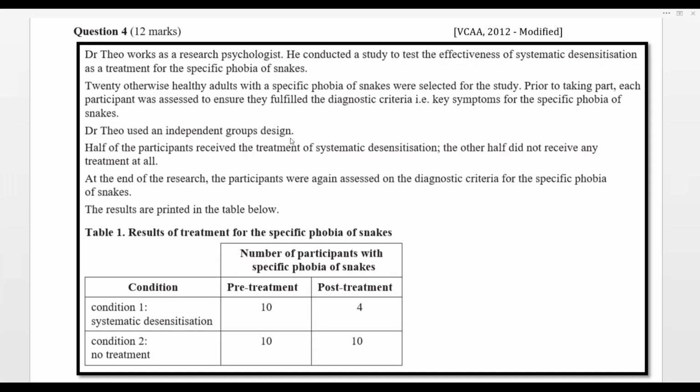Dr. Theo used an independent groups design. Half of the participants received the treatment of systematic desensitization. The other half did not receive any treatment at all. At the end of the research, the participants were again assessed on diagnostic criteria for specific phobia of snakes. The results are printed in the table below. Pre-treatment is before the systematic desensitization, post-treatment is after. Condition 1 will be before and after. Condition 2 didn't receive any treatment, so you can see that their results have stayed the same, which makes sense.